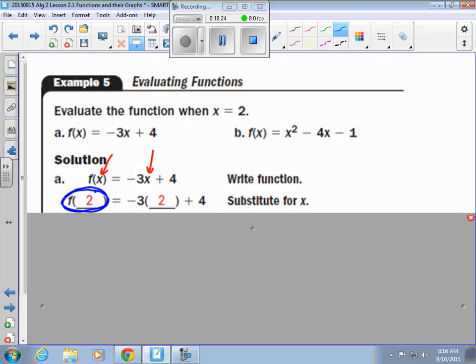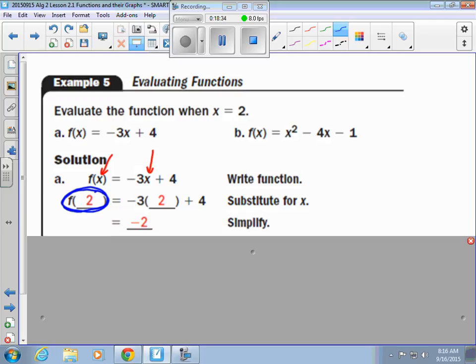You can leave that f right next to that 2, not do anything with it. You're only working the right side. You're only simplifying the right side. So work order of operations. Negative 3 times 2 is negative 6. And then negative 6 plus 4 is negative 2. It just did both steps in one for you.